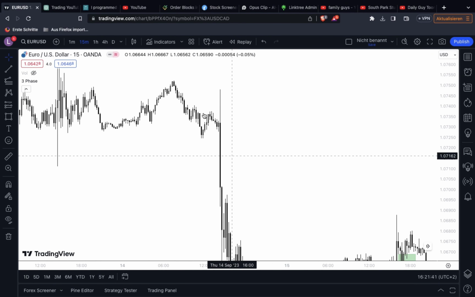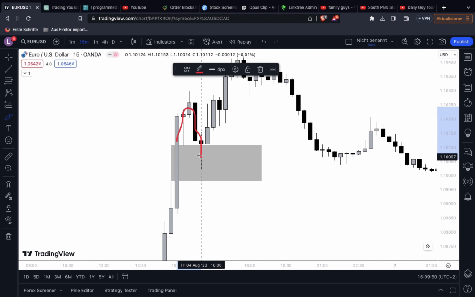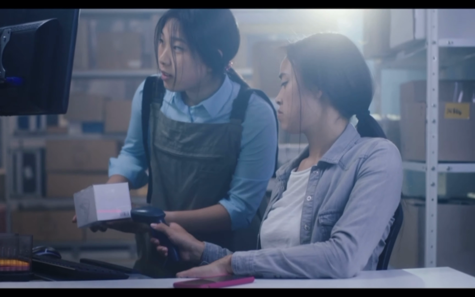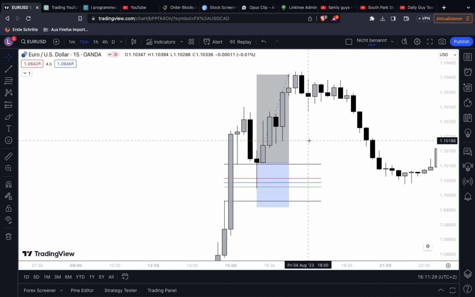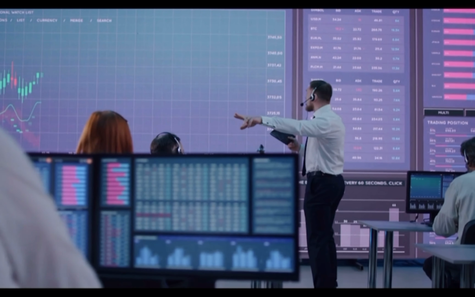Today I'm going to explain how to spot, analyze and trade with fair value gaps. Okay, this might sound complicated, but it's not, trust me. I'm going to teach you, so let's not waste any time and let's get started.